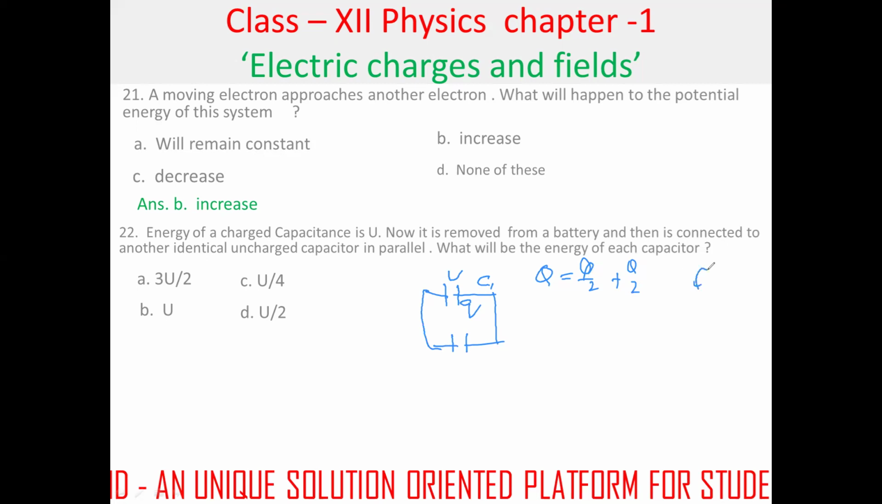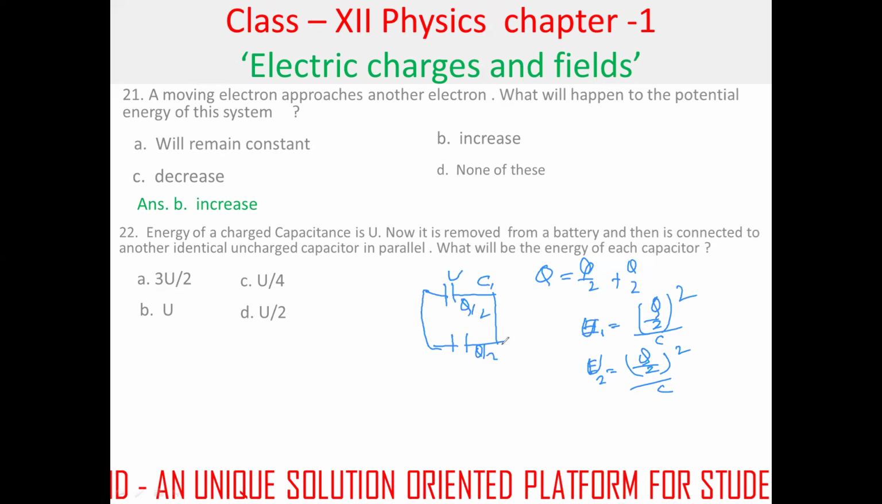Suppose the total is q, then after combination it will be q by 2 here and q by 2 here also. Don't become confused. Again, the energy, we know, is q square by C. So E1 would be this, and E2 would be the same, (q by 2) whole square by C. You can also use U1 here and U2 here, and this energy will be equal.